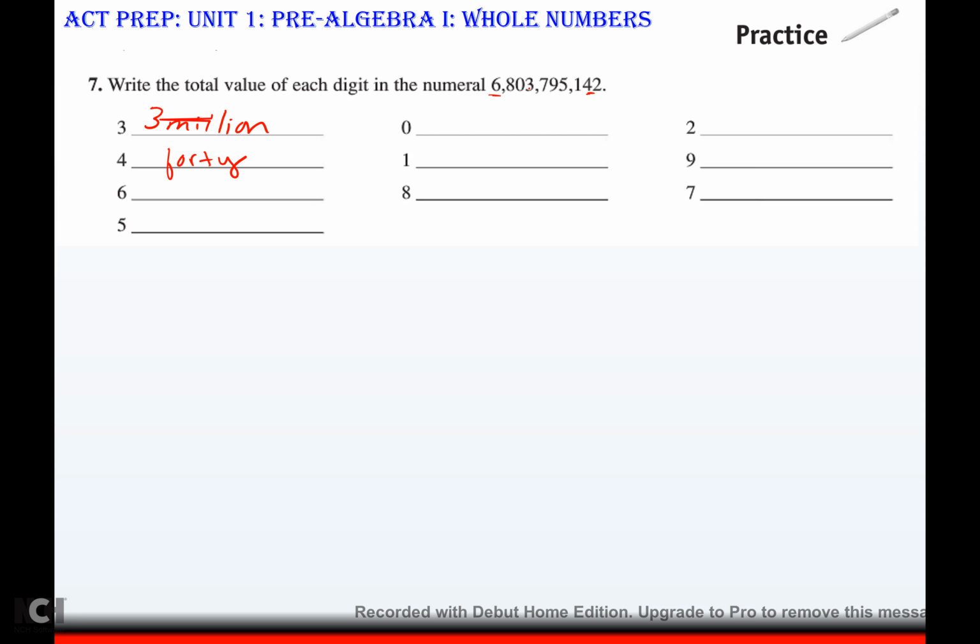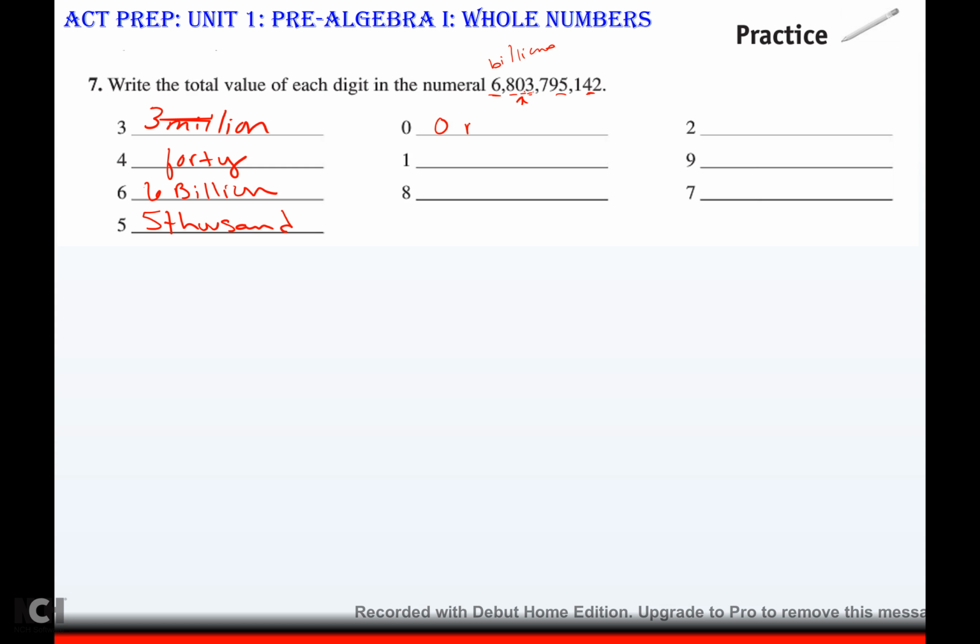The 6, let's see, this is 3 million, this is going to be in the billions place, because that's million, 10 million, 100 million, and then it goes to billions. So this would be 6 billion. Okay, the 5 is in the thousands place, so that would be 5,000. The 0 is in the, what do we say, that's million, 10 millions place. Okay, so that would be worth 0, 10 millions.